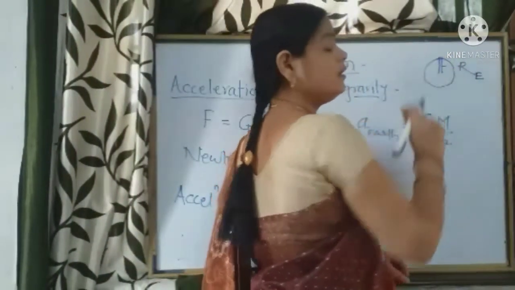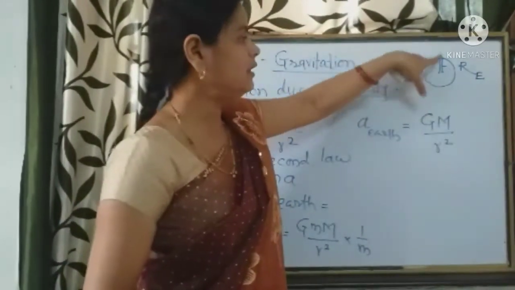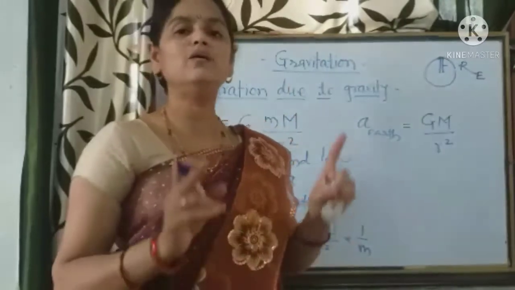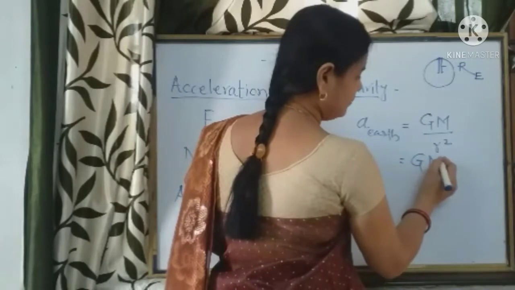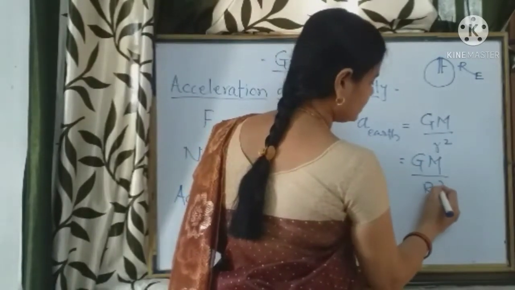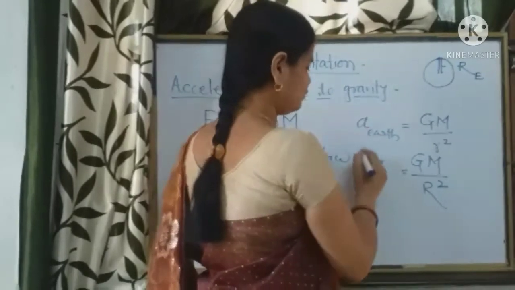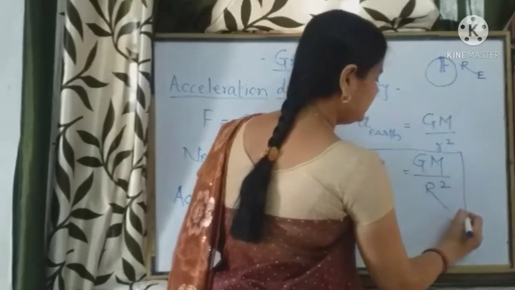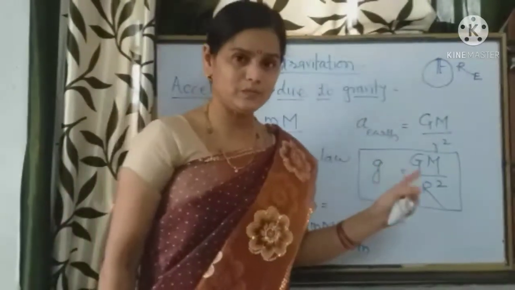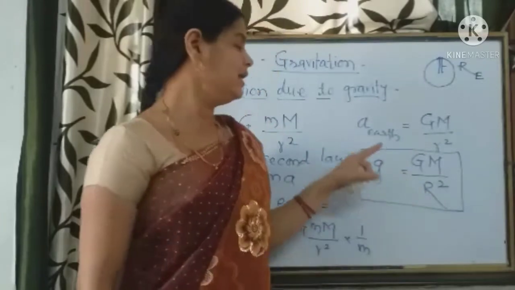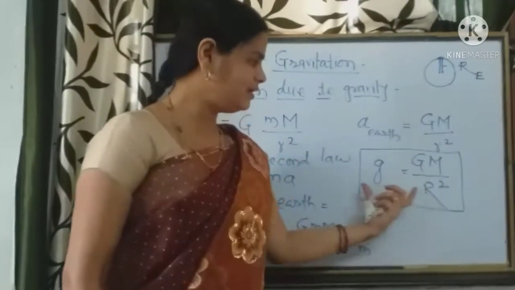If the point mass is situated on the surface of the earth, then it is at a distance equal to the radius of the earth. Thereby we can write GM upon capital R square, which is nothing but small g. This acceleration due to gravity felt by the object of mass small m is equivalent to GM upon r square, that we have derived here.